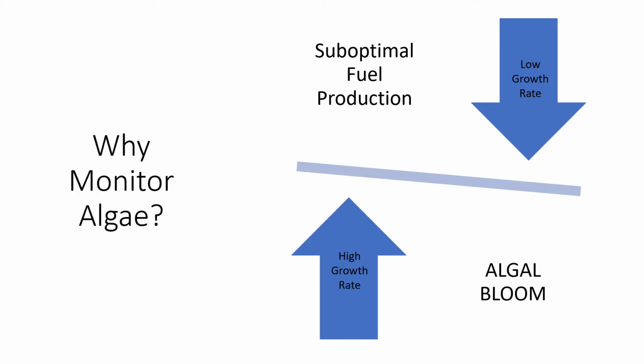To answer this, we can look at two extremes of growth rate and their subsequent effects. If the growth rate of algae is suboptimal, it could result in lower yields. On the other hand, a very high growth rate could result in a phenomenon known as algal bloom.